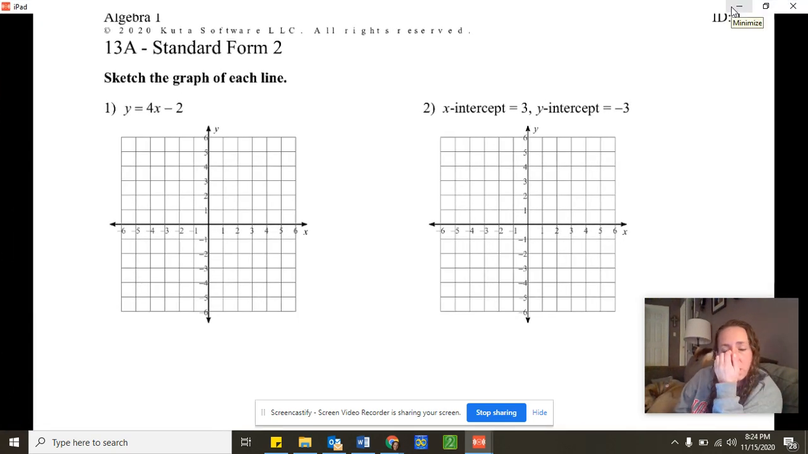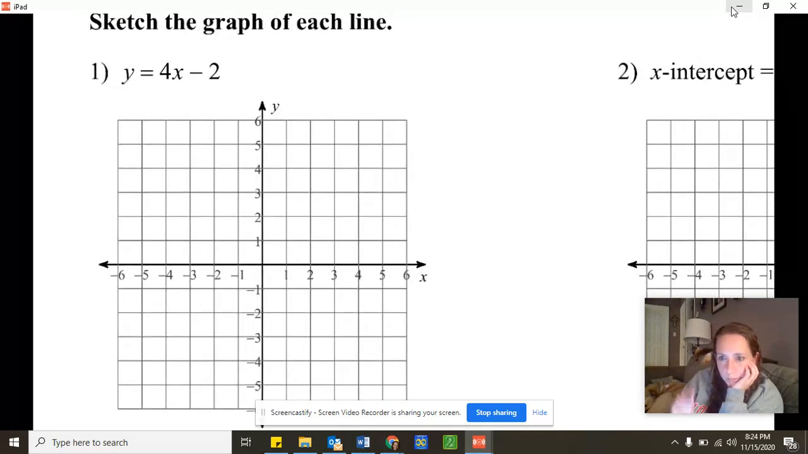Hey guys, so for this week, what we're going to be looking at is standard form again. Just a different approach to it, really. So this, however, is slope-intercept form because we can't forget about slope-intercept form. So when graphing slope-intercept form, we use M and B.